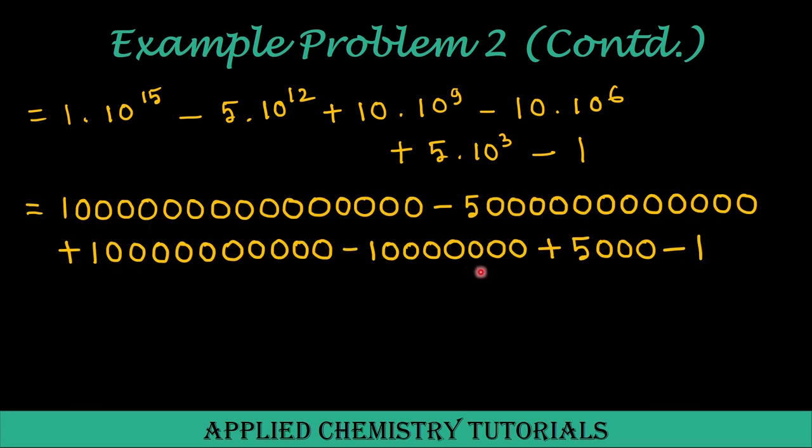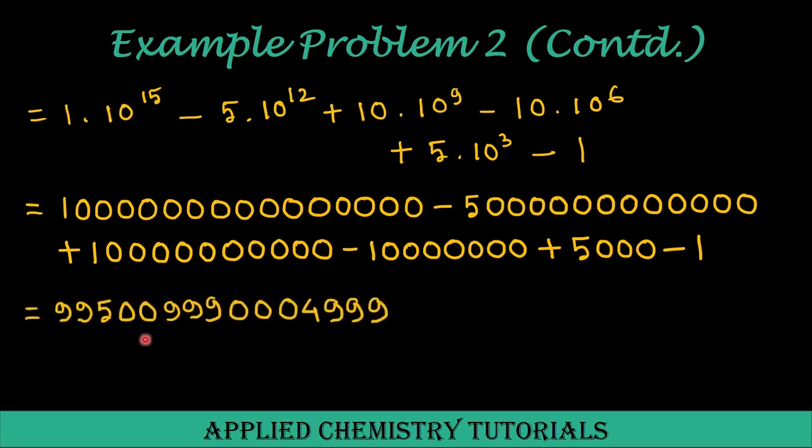For ease of calculation we are rewriting this step in a different format here, and after addition and subtraction we can have it as 995009990004999. So this is the value of 999^5.